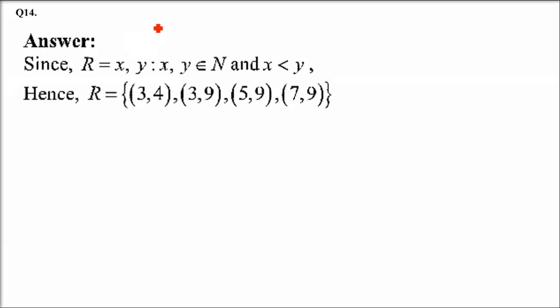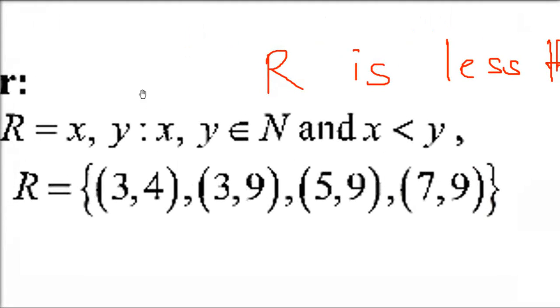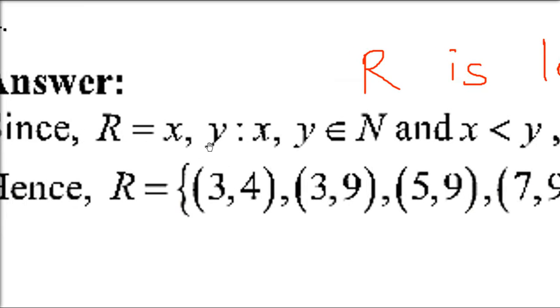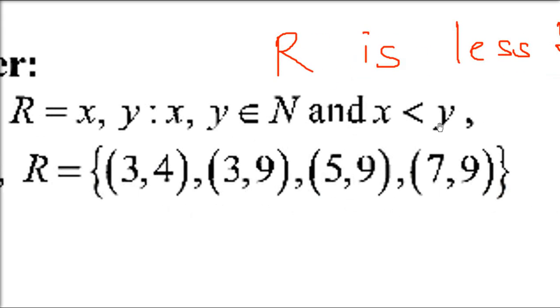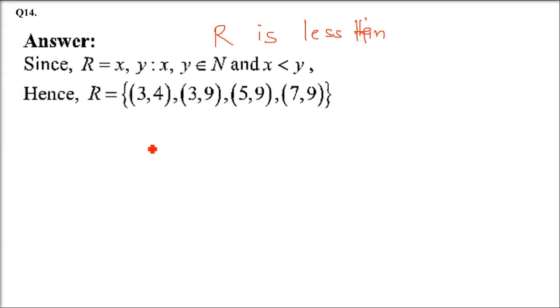Question number 14 here. Set A is given as 3, 5, 7. Set B is given as 2, 4, 9. And the relation is given by is less than. So we have to write R as a set of ordered pairs. What is the relation here? Relation will be the ordered pair, and in these ordered pairs, the first value should be less than the second value. That is (x, y), if it is an ordered pair, x should be less than y.